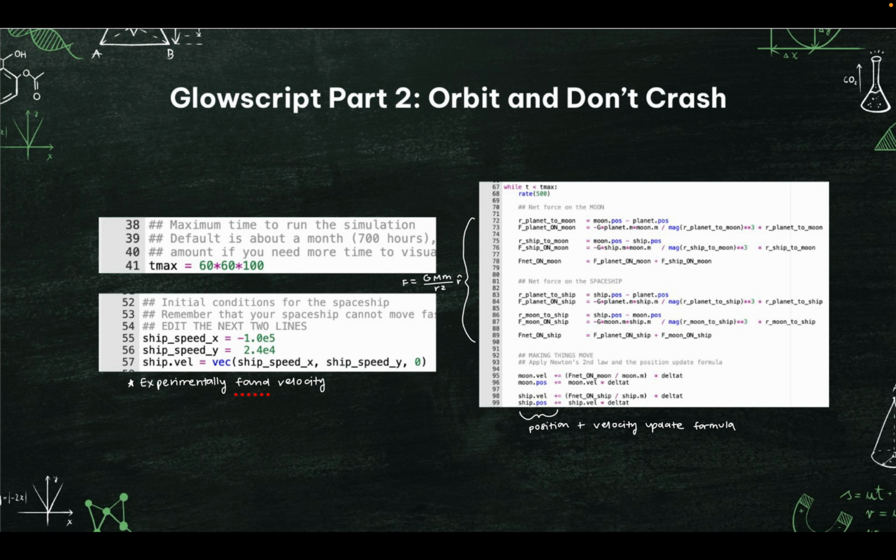For the net forces acting on the moon and spaceship, I calculated it all using the gravitational force formula to see the effective gravity of the planet and the moon on the ship and the planet and the ship on the moon. Finally, I was able to visualize the trajectory of the moon and ship separately by using the net force on the moon and on the ship and using position and velocity update formulas to calculate their point-by-point trajectory.